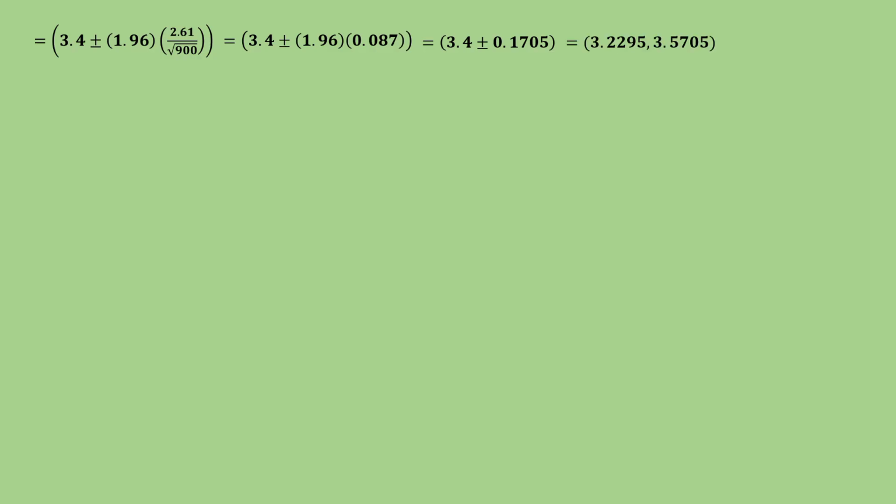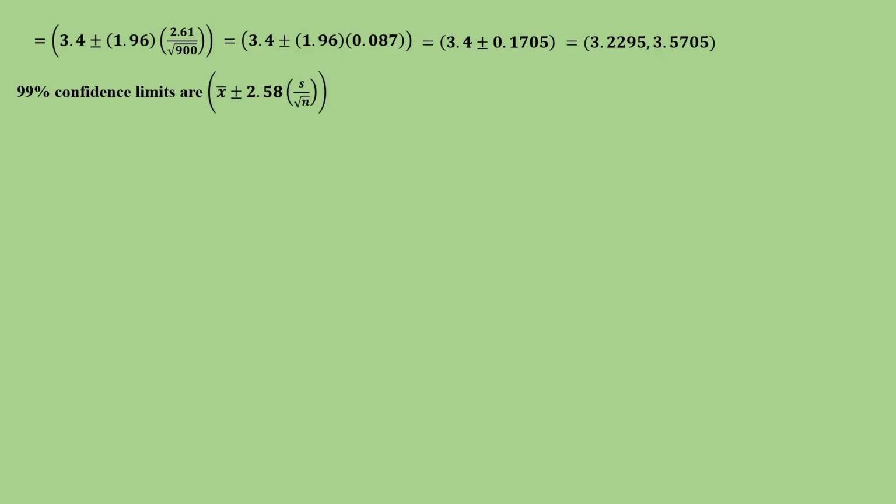So you will get 3.4 plus or minus 0.1705. So 3.4 plus 0.1705, 3.5705 upper limit. 3.4 minus 0.1705, that is the lower limit, 3.2295. So the interval is 3.2295 lower limit, upper limit is 3.5705.